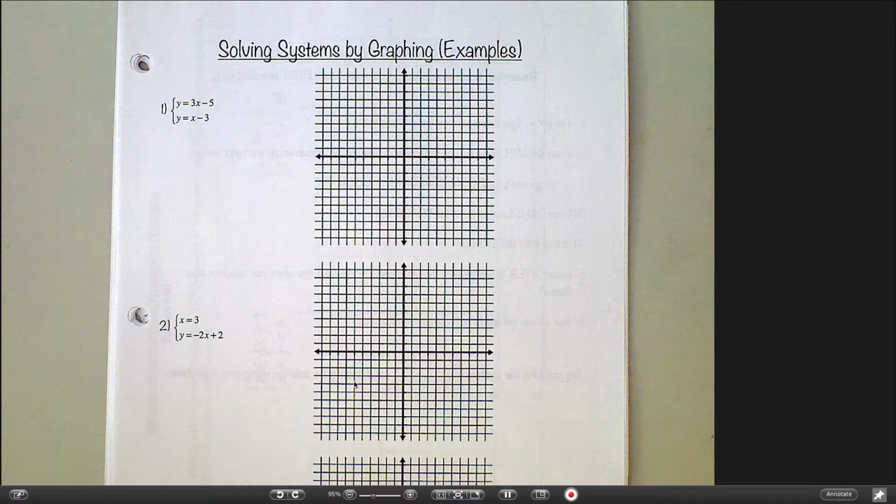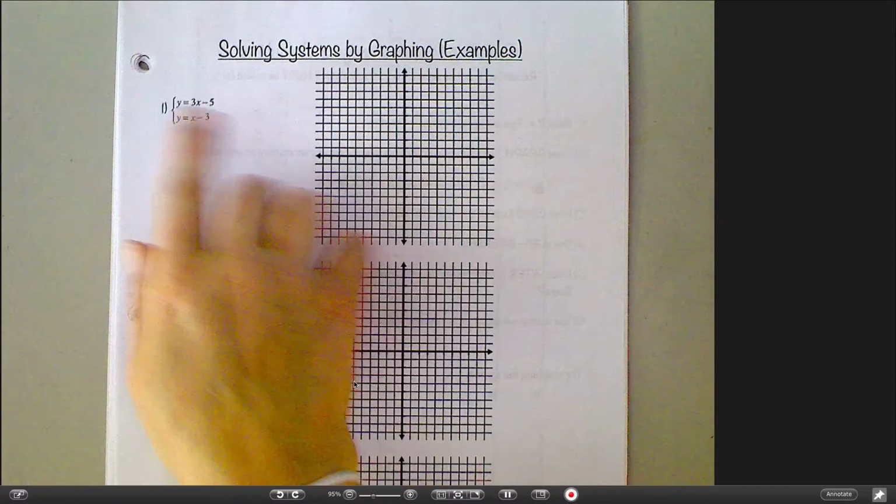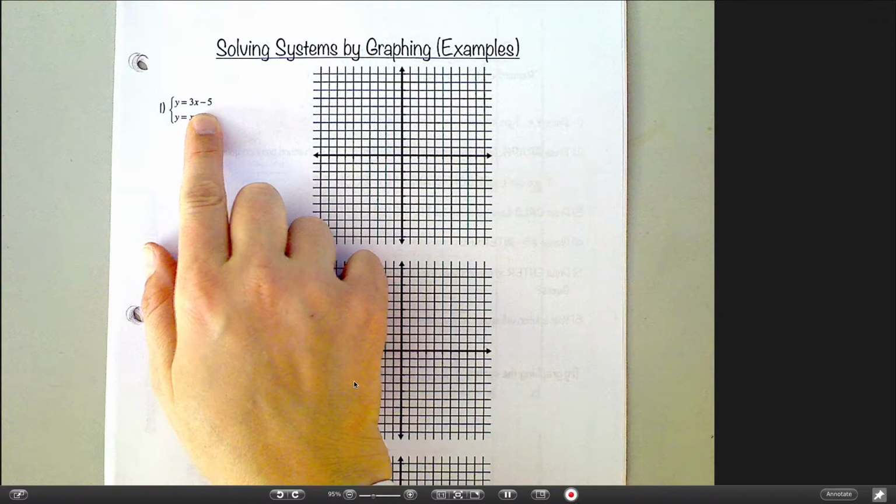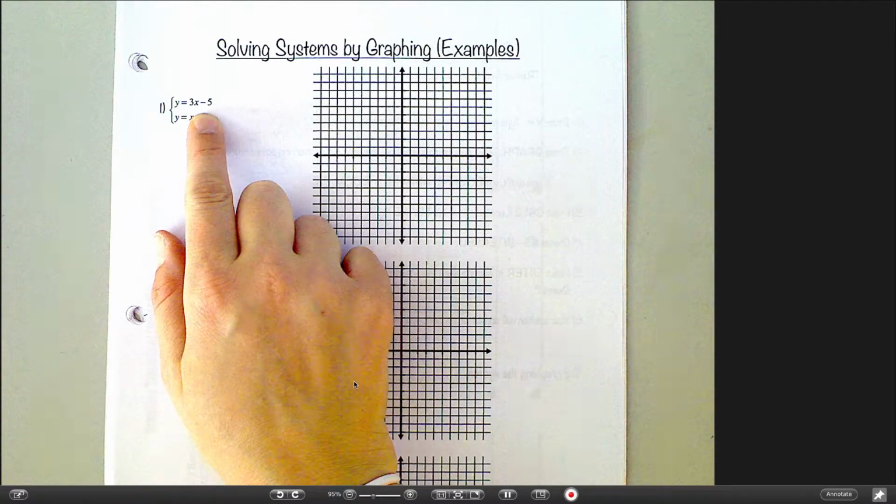If I were to graph a linear equation, it would be a line. And that line would be a collection of points where all of those points are solutions to that equation. So I could graph this line by itself and find a whole bunch of points that would be solutions to that equation.